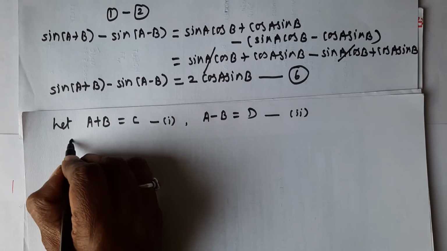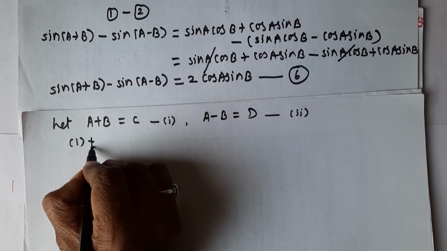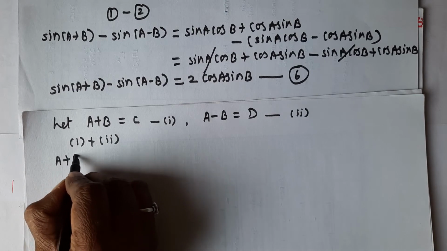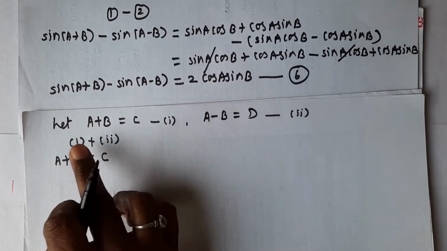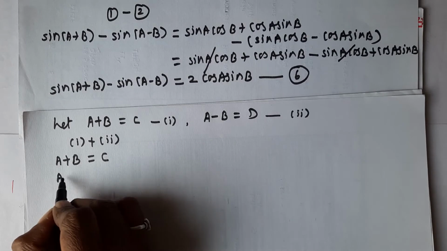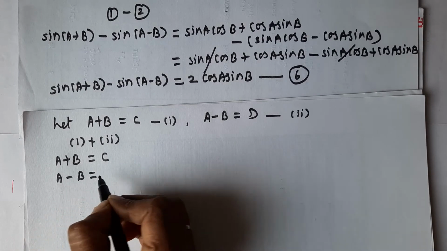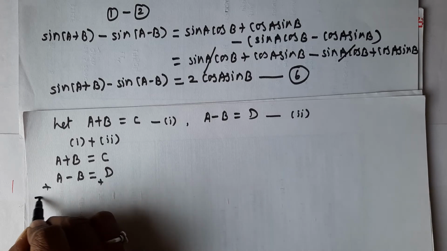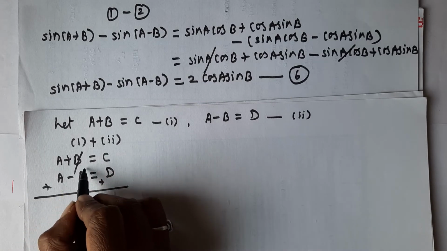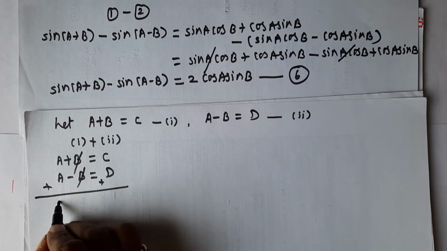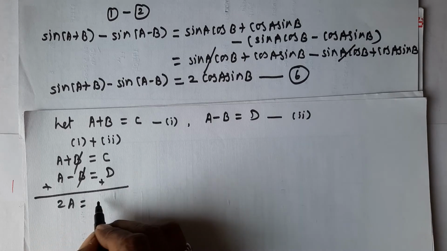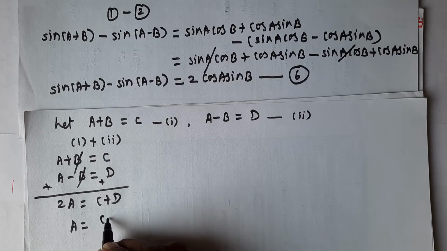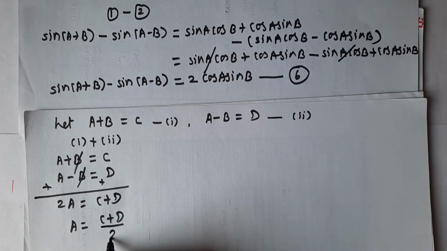Okay. Now I will add 1 plus 2. And what happens? See here, a plus b is equal to c, first add second, a minus b is equal to d. We are taking here addition. Okay. If we take addition, this plus b minus b will get cancelled. A plus a will be 2a, and this will be c plus d, and from this we will get the value of a, c plus d by 2.